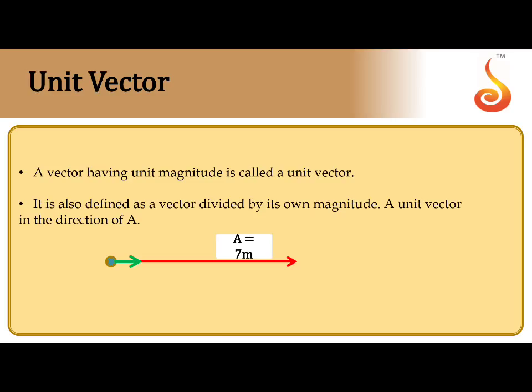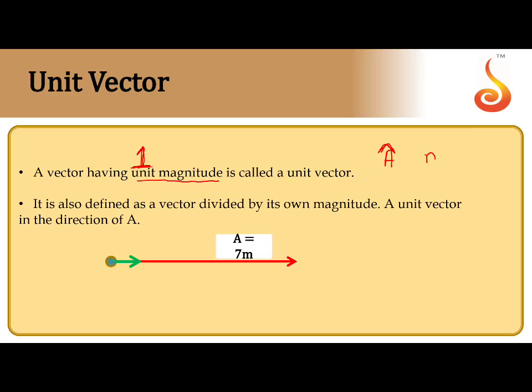Let's move on to the next topic called unit vector. Any vector whose magnitude is equal to 1 is called a unit vector. A unit vector is a vector whose magnitude is equal to 1 and it has a particular direction. Suppose I have a unit vector A. To represent that it is a unit vector, I will put a cap. The cap indicates it is a unit vector.